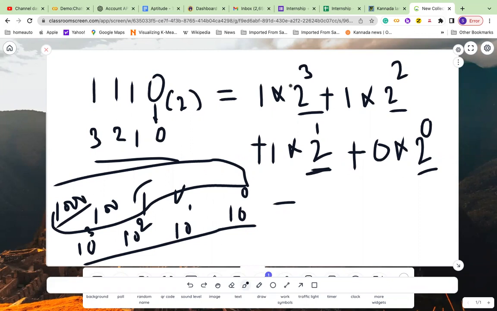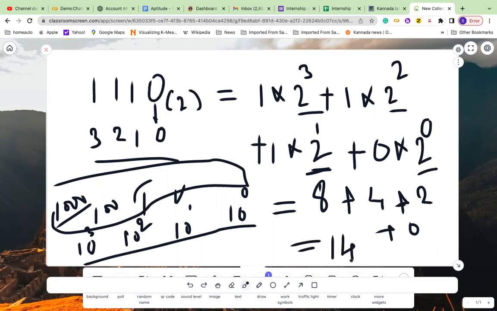Actually 2 to the power of 3 becomes 8. 8 into 1 is 8, so I will be getting 8 here. Then 2 to the power of 2 is 4, into 1 is equal to 4. Then 2 to the power of 1 is 2, into 1 is 2. Then it is 0. So what is that actually? 8 plus 4 is 12, plus 2 is equal to 14. This is how I'm converting binary into decimal.